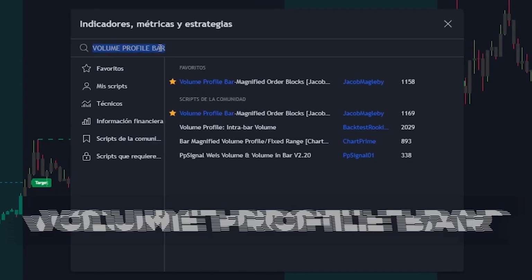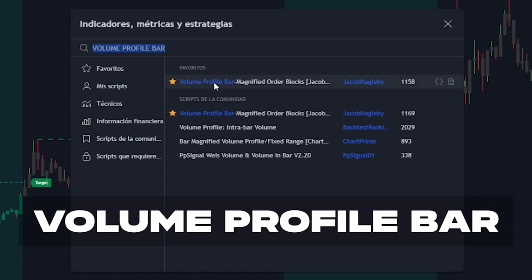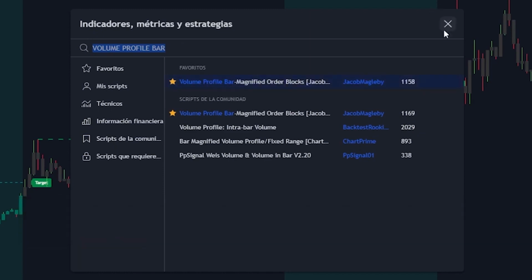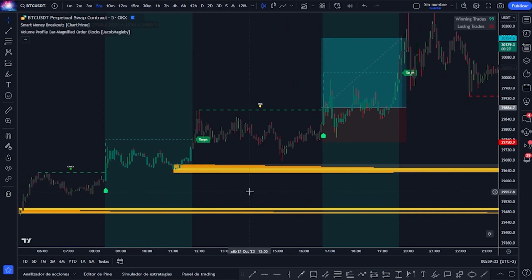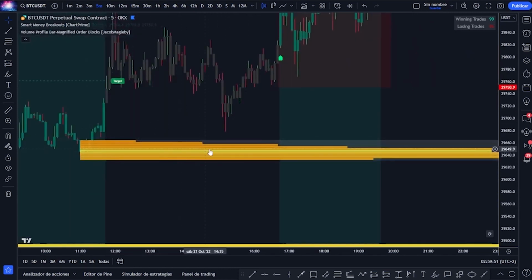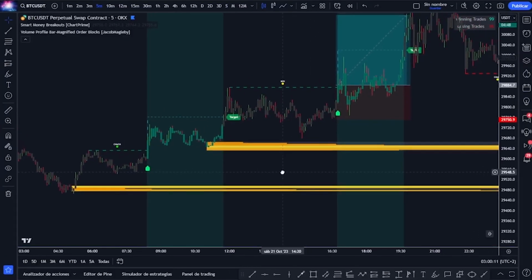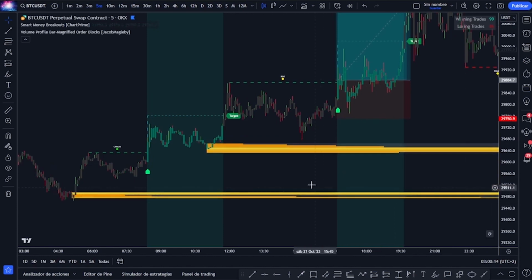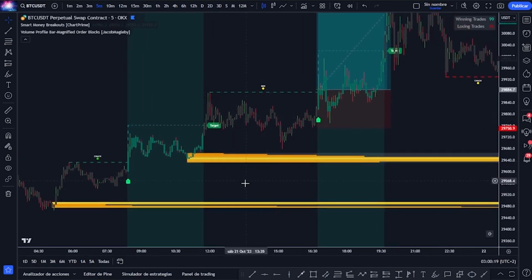If you write again in the indicators bar "volume profile", you will see this one here, called Volume Profile with Magnified Order Blocks. Click on it and this will appear. Yes, indeed, this indicator marks the nearest previous order blocks and also shows us the volume profile, i.e. the amount of trading volume at each price point. This is an indicator that you can even use and combine in another style of operations, but that comes in handy in this case.